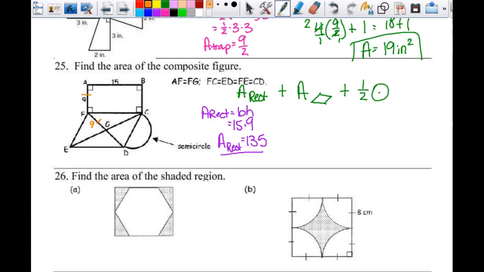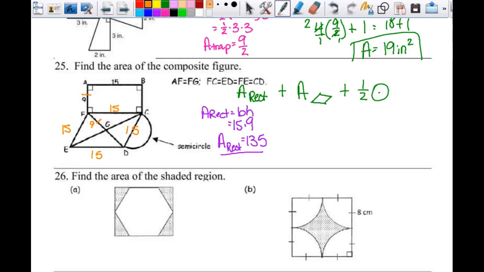The length of FC, this right here, is equal to ED, which is equal to FE, which is equal to CD, right? And then, did I miss one? FC, oh yeah, 15. Okay, so is that a square?